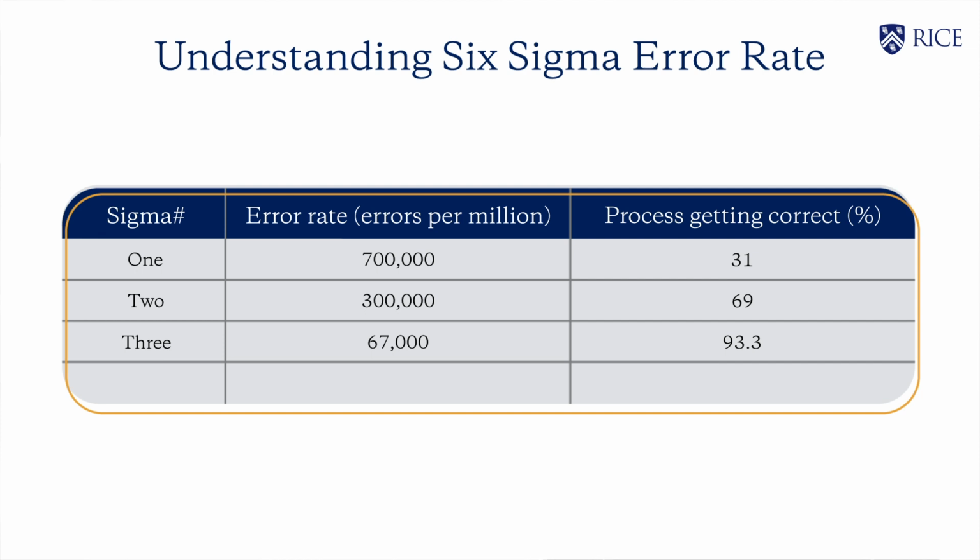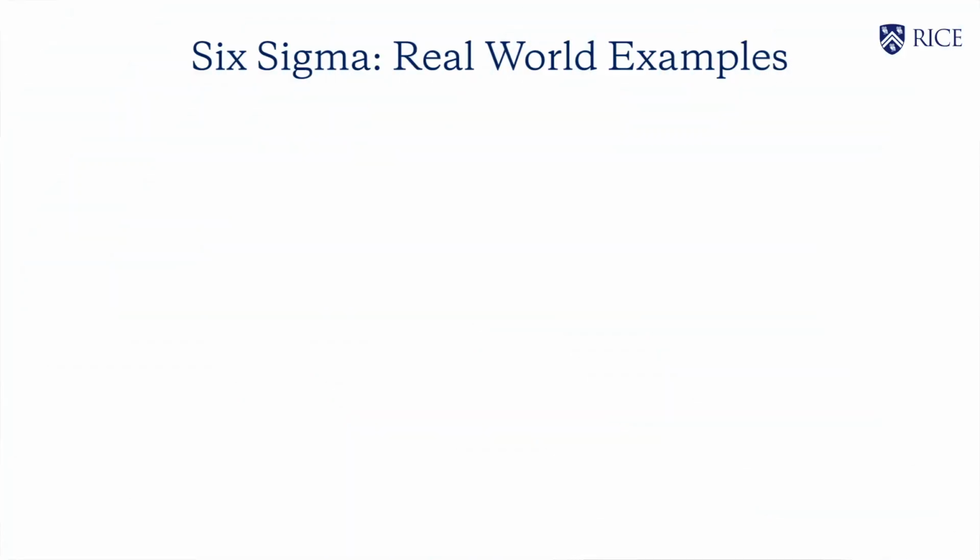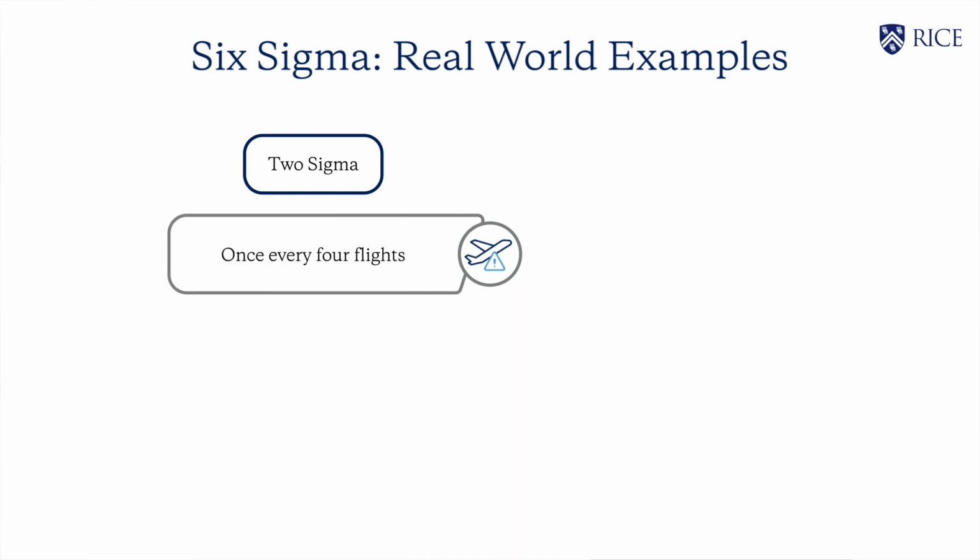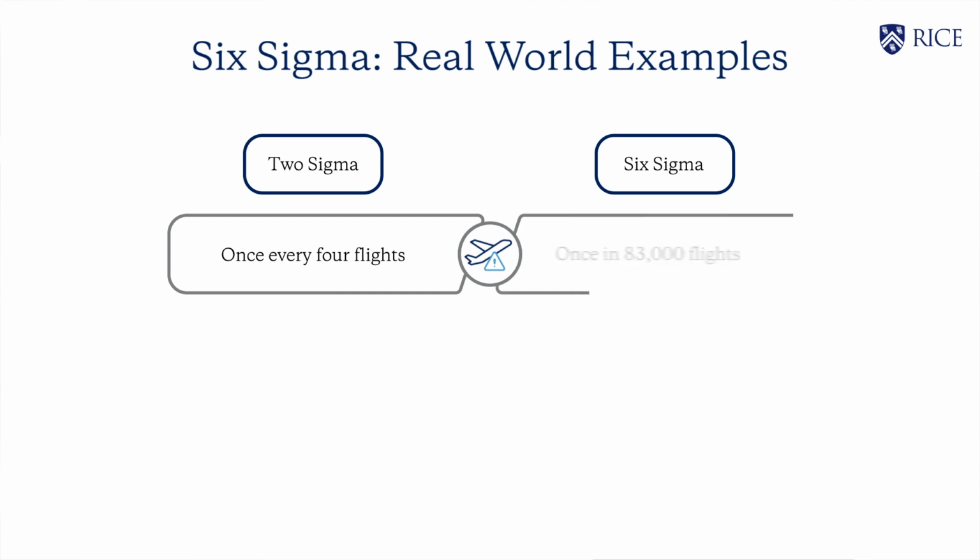By the time you get to 6 sigma, you have an error rate of only about 3.4 errors per million, which means you're getting your process correct 99.997% of the time. Let's look at some real-world examples. If you look at air travel takeoff or landing problems, in a 2 sigma world, you would be having a problem once every 4 flights. In 6 sigma, you would have a problem only once in 83,000 flights.